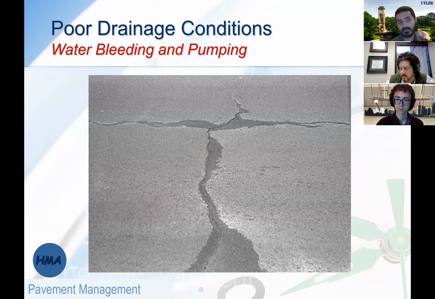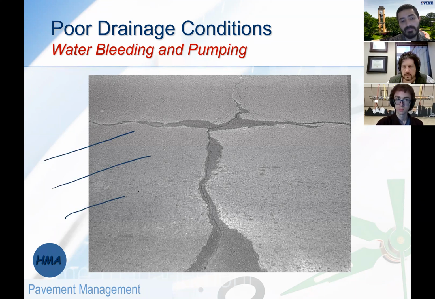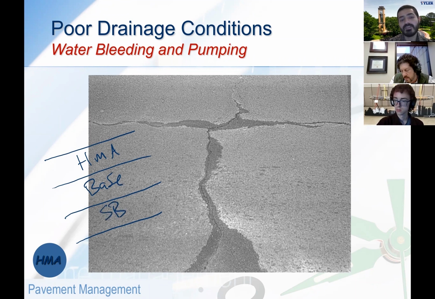The picture here is also related to it, which is water bleeding and pumping. What does that mean? What happens is, with time, when water goes all the way down below the surface of the pavement, it's going to start to pump the fine materials from underneath the hot mix asphalt. So let me draw for you a typical cross section. The top layer is hot mix asphalt, and then I have a base, and then I have a sub base, and all this on top of the soil, or the technical or fancy word for it, subgrade.